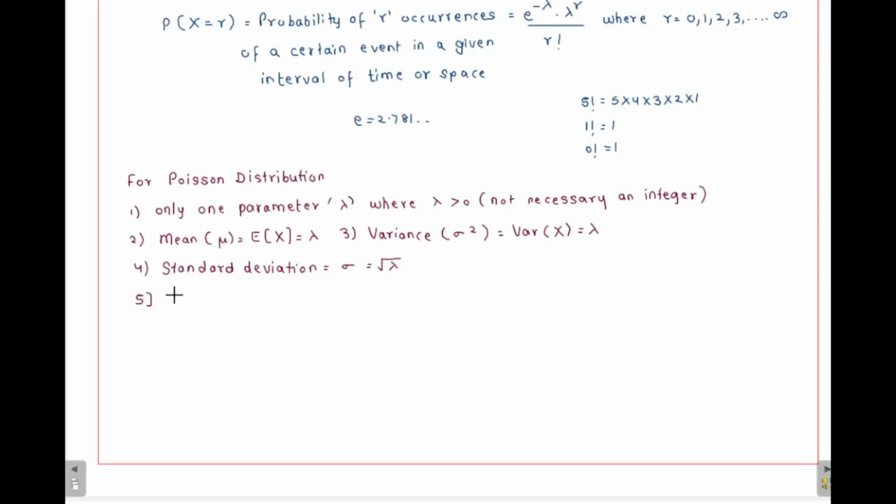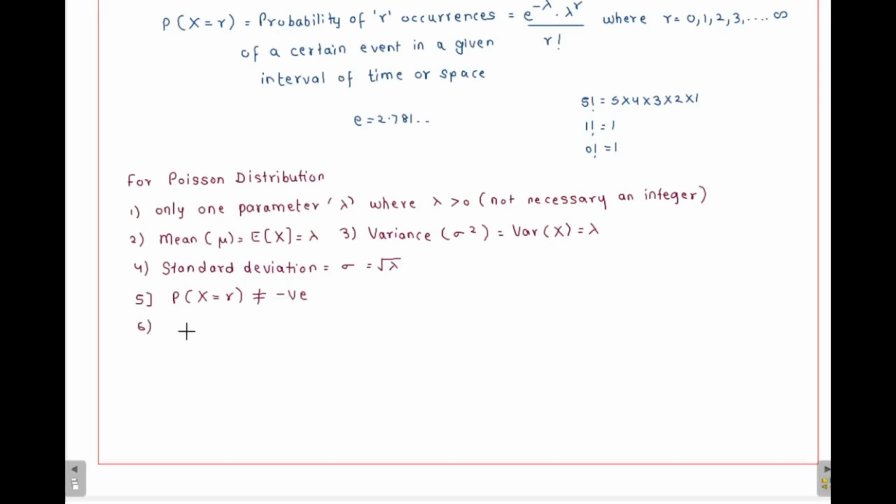Then, the probability of the random variable taking a value r can never be negative. You very well know that probability can never be negative. So here also, the probability of that random variable taking a value r can never be negative.